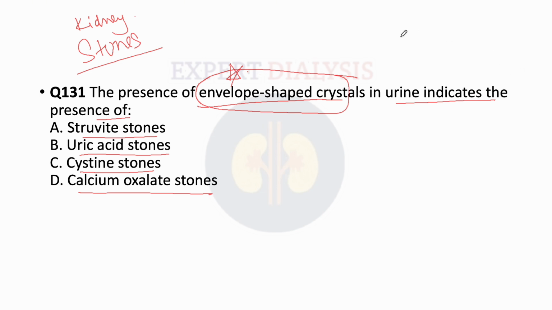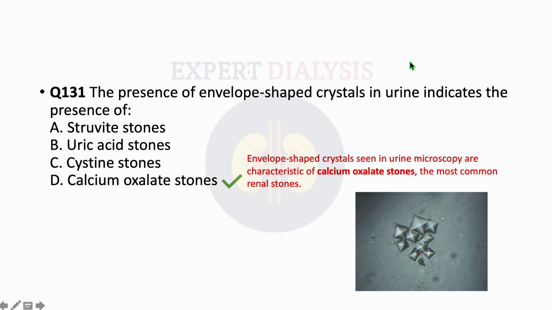I have also made a special video related to stones. If you don't know the shapes, you can watch that for context. Here the answer will be calcium oxalate stones. Calcium oxalate stones have envelope shaped crystals and they can be seen in urine microscopy. Here you can also see the figure. They generally look like an envelope.